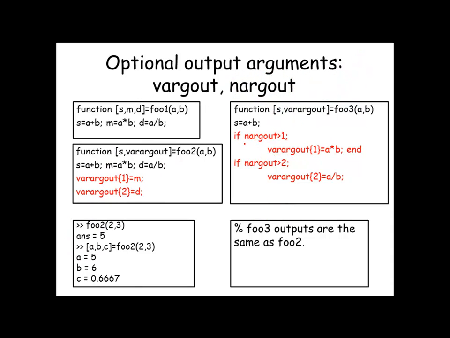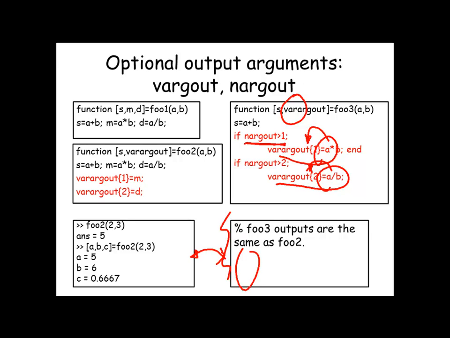So let's get back to this function. If nargout is greater than 1, which means the first variable output argument is being requested, we calculate the product and store it in the first element of the varargout cell array. And if a second variable output argument is requested, we calculate the ratio and store it as the second entry of the varargout cell array. And from the caller's perspective, the outputs of these function calls will be identical. But foo3 will be slightly faster because it avoids redundant calculations when the multiplication and the ratio are not requested.